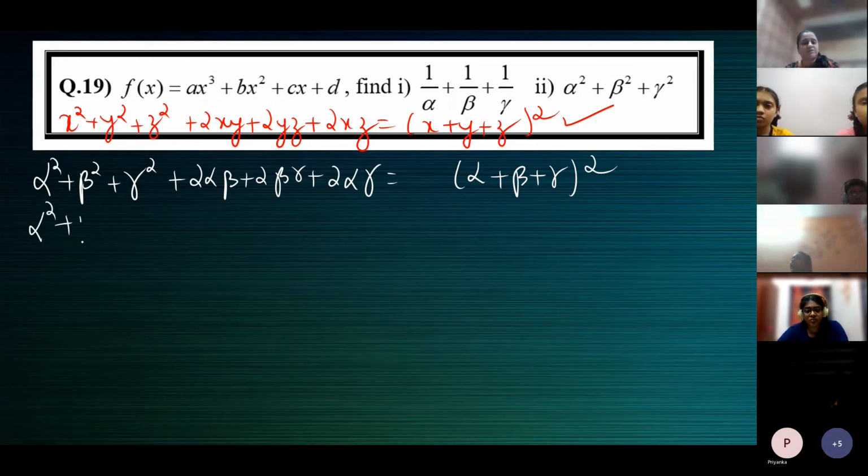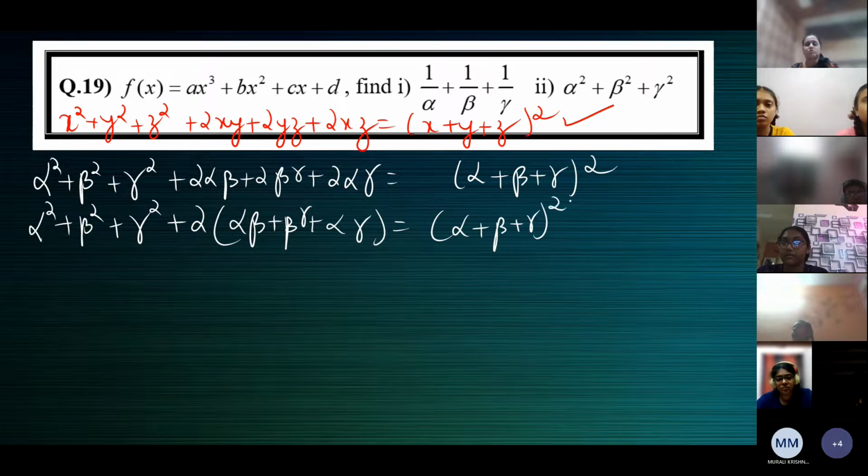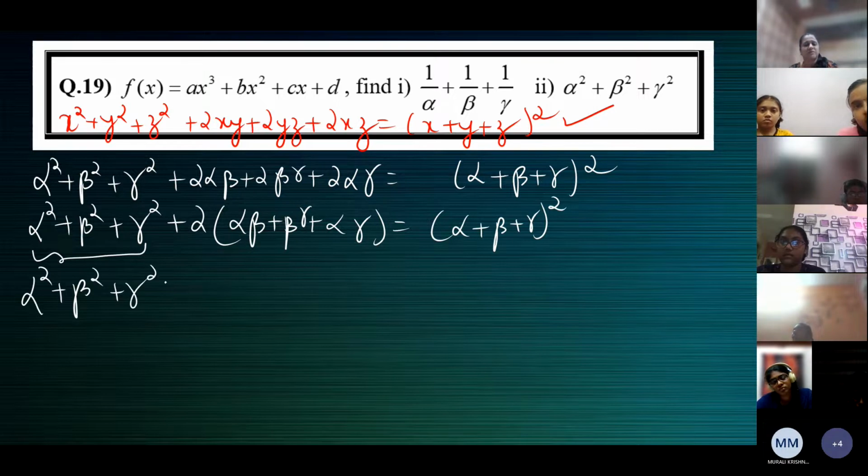Alpha square plus beta square plus gamma square plus, we'll take out 2 common, alpha beta plus beta gamma plus alpha gamma, is equal to alpha plus beta plus gamma the whole square. We just took out 2 common. Now we have to find this one. So let this remain. We have to find alpha square plus beta square plus gamma square. So let this be there, plus 2 into, what is alpha beta plus beta gamma plus alpha gamma, children?